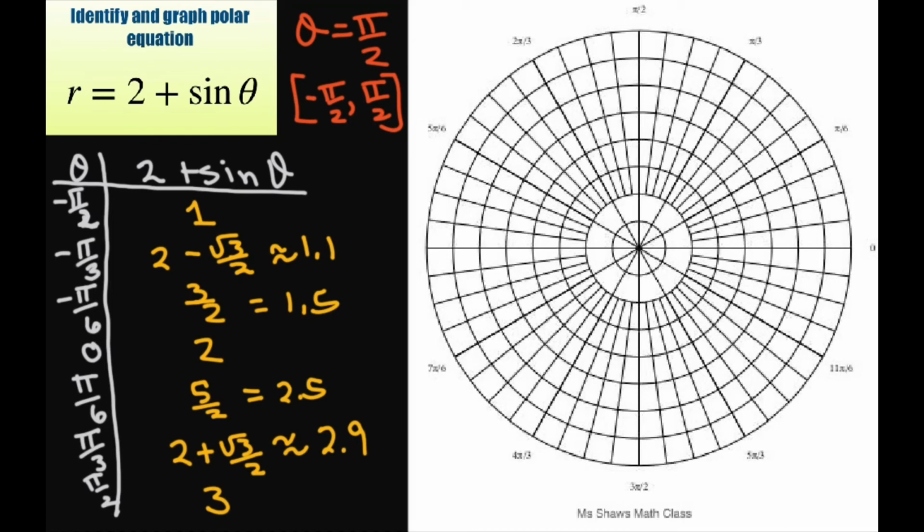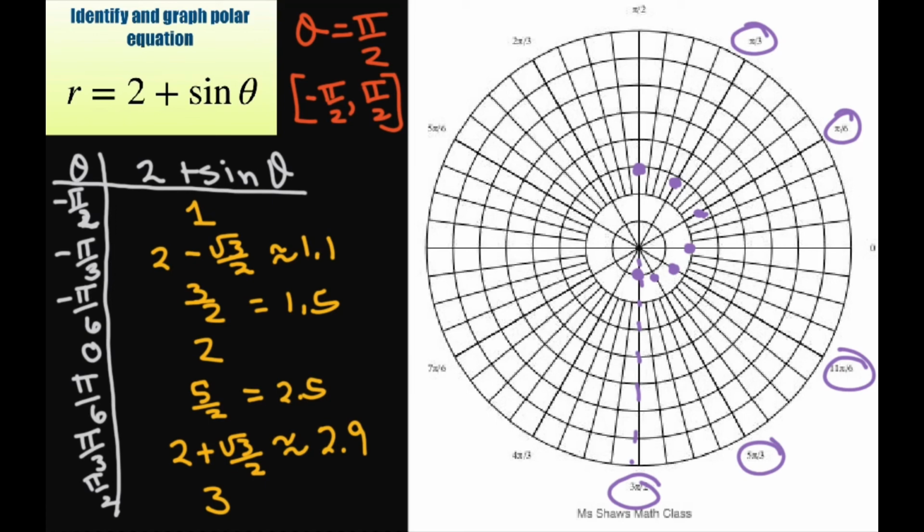So let's start plotting our points. At negative pi divided by 2, that's this line here, we're at 1, so that's right here. At negative pi divided by 3, we're at 1.1, so a little bit out here. Just estimate. And at negative pi divided by 6, this is this line. This is at 1.5, which is about here. All right, at 0, we're at 2. At pi divided by 6, we're at 2.5, so that's about right there. At pi divided by 3, we're at 2.9. That's close to 3. And at pi divided by 2, we're actually at 3.